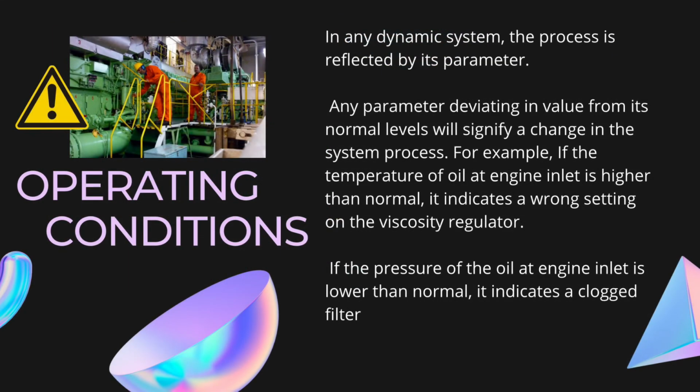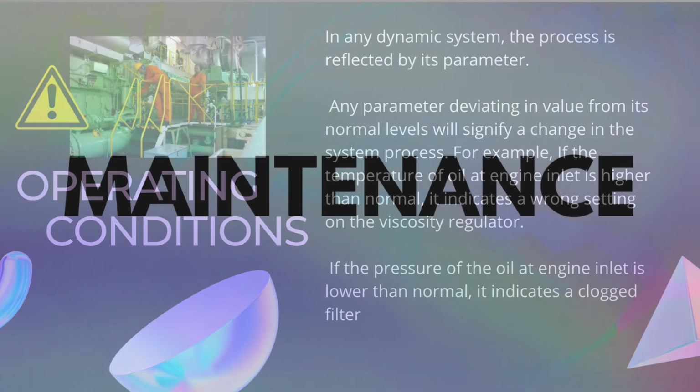Operating conditions. In any dynamic system, the process is reflected by its parameters. Any parameter deviating in value from its normal levels will signify a change in the system process. For example, if the temperature of oil at the engine inlet is higher than the normal, it indicates a wrong setting on the viscosity regulator. If the pressure of the oil at the engine inlet is lower than the normal, it indicates a clogged filter.